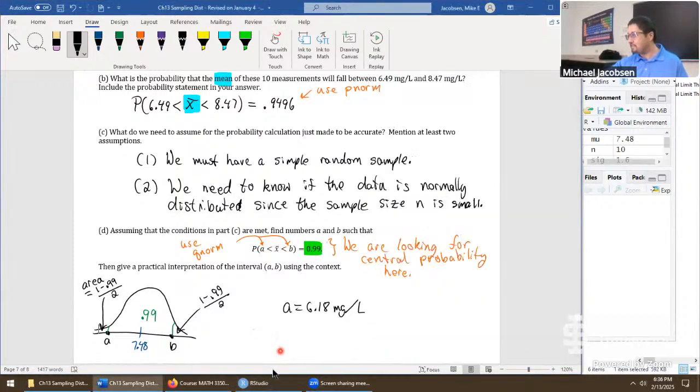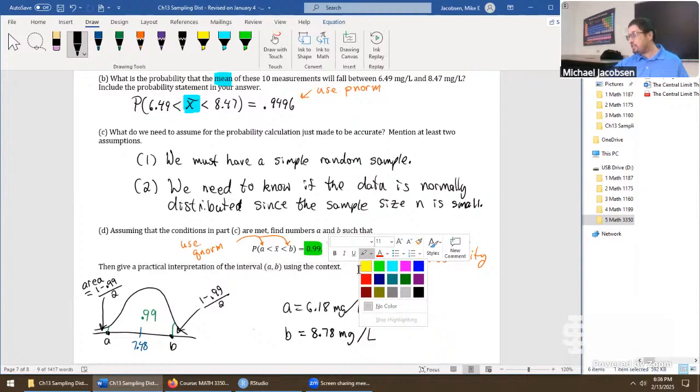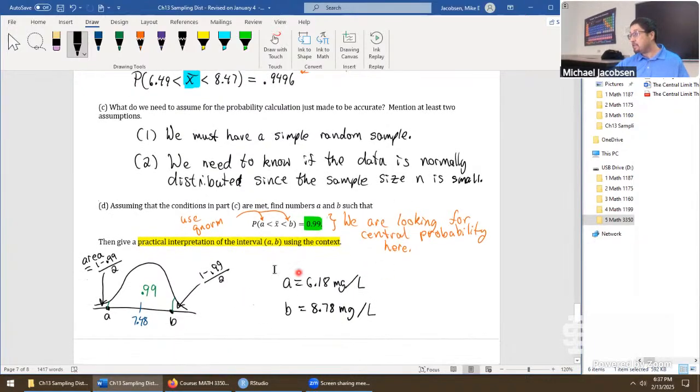But let me record the result. B is 8.78 milligrams per liter. But we've got the interval from A to B. Now all we need is the practical interpretation using context. That's just writing a bunch of things down, remembering what X bar was meant to represent and that kind of stuff. This is probably the harder part, getting those two values. Any questions at all finding those?